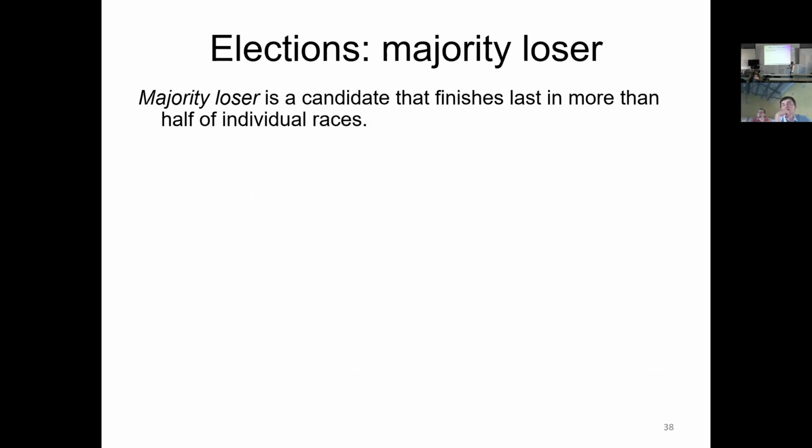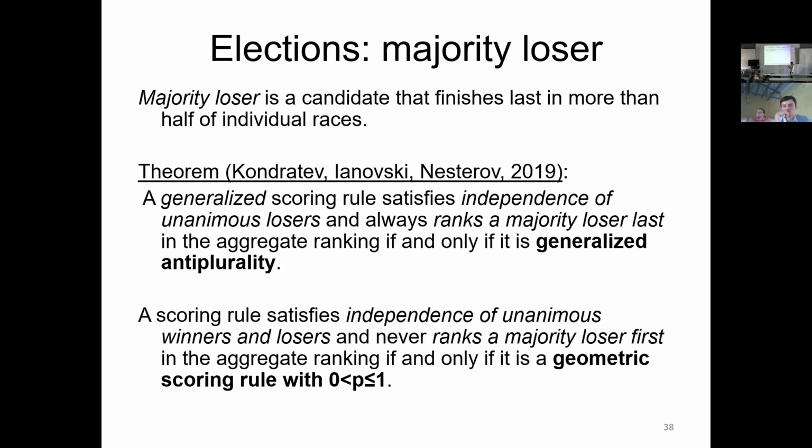Now, by symmetry, since there is a majority winner, there's a majority loser who comes last in half the races. And the majority loser criterion states that in the strong version, he should come last. In the weak version, he should at least not come first. And we can show that the only rule which satisfies independent unanimous losers in the strong version of this criterion is generalized antiplurality. And the weak version is satisfied by, and the only scoring rules which satisfy the weak version and both versions of independence are geometric scoring rules with p between 0 and 1.